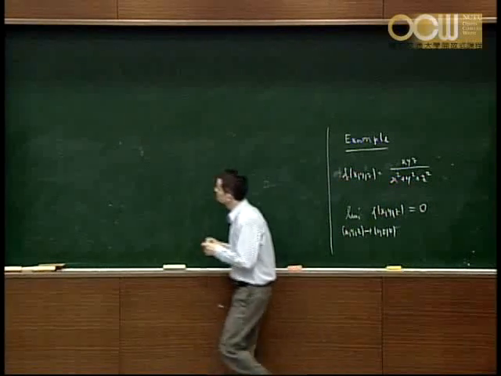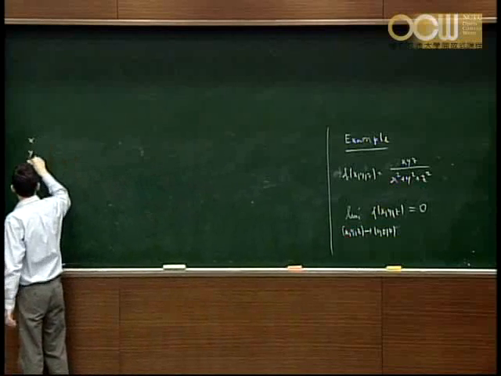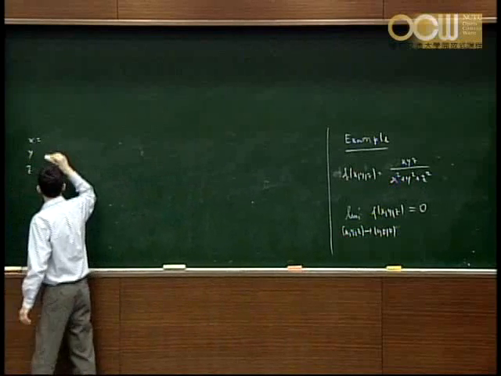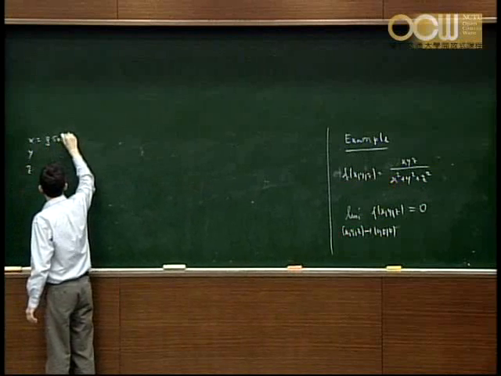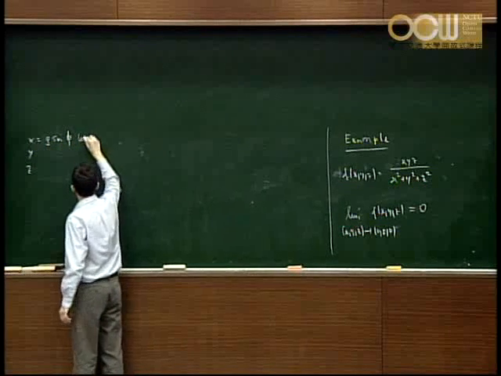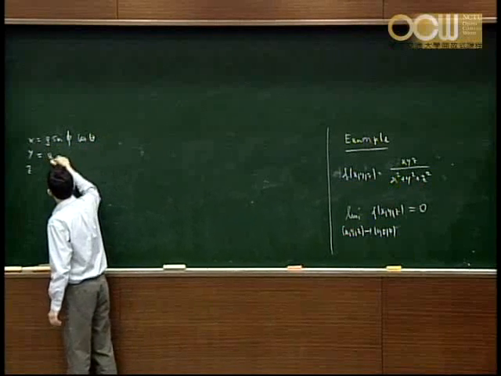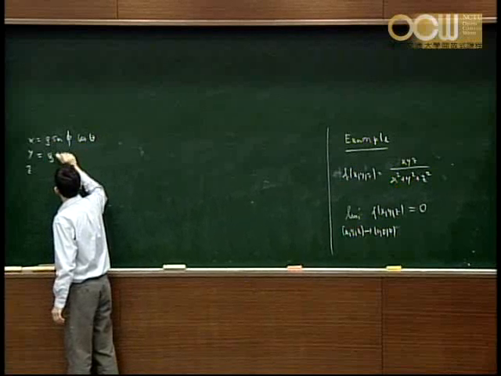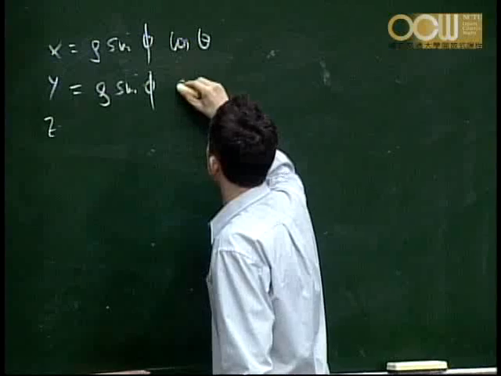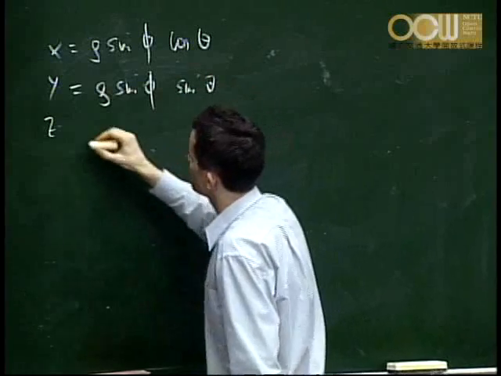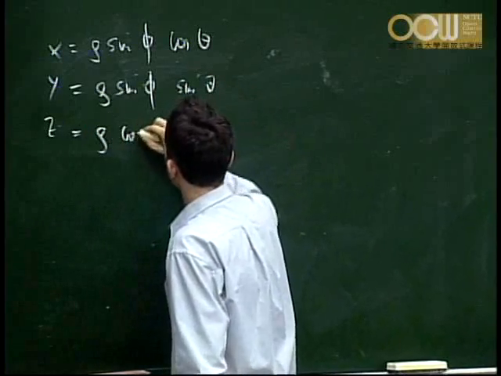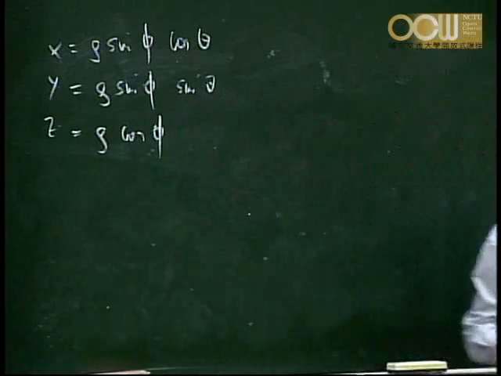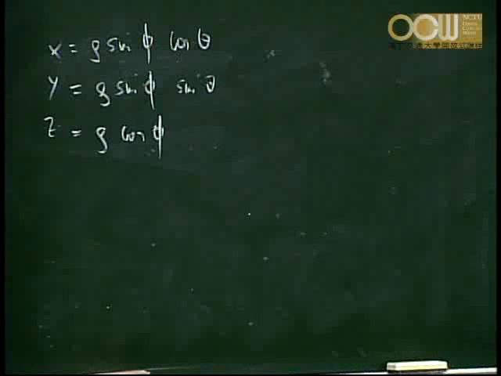So for spherical coordinates, we have x is equal to rho times the sine of psi times the cosine of theta. Then y is equal to rho times the sine of psi times the sine of theta, and z is equal to rho times the cosine of psi. So you introduce spherical coordinates.